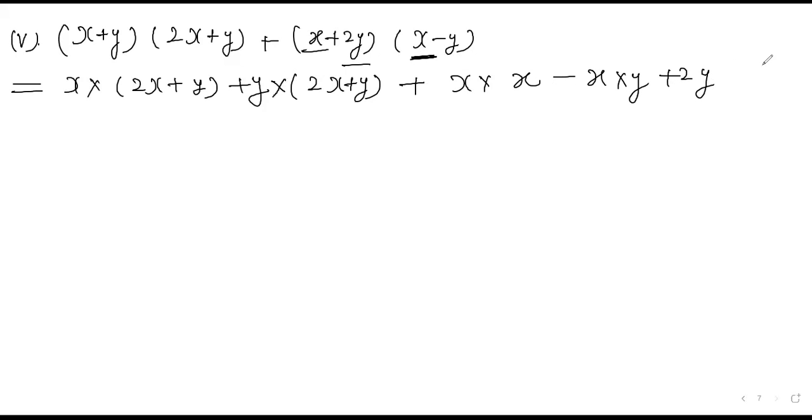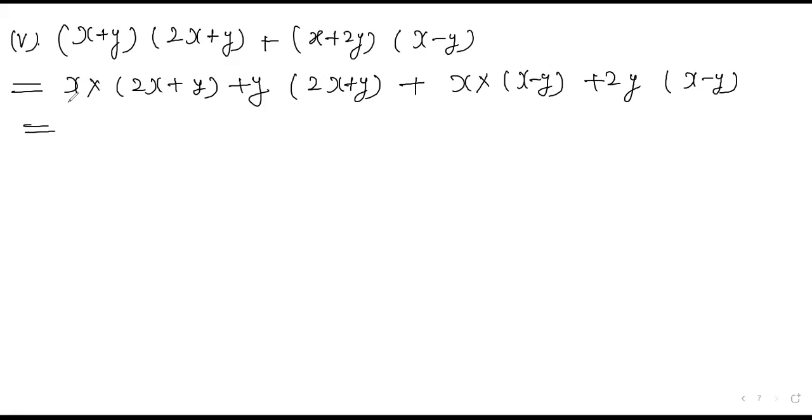Firstly, I think I need to put down the brackets, otherwise confusion will be there. That's great. Firstly, I need to put down brackets. Now x into x minus y plus 2y x minus y. Now I will solve the next step. Now x into 2x gives you 2x square plus x into y gives you xy.